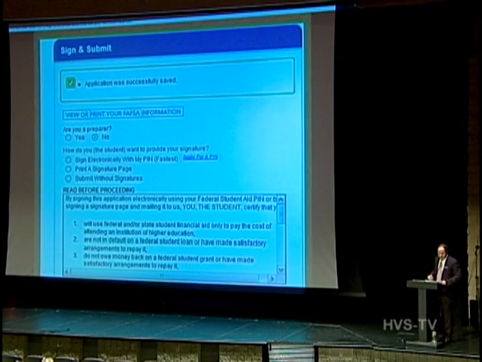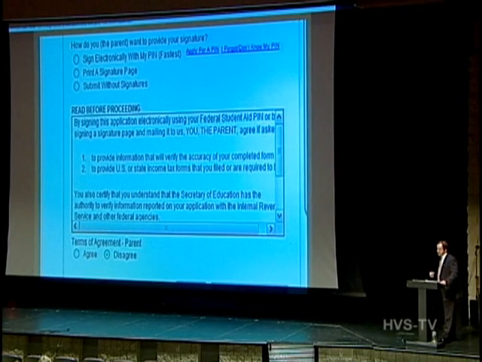Next is where we sign and submit. They want to know, how do you want to provide signatures? Sign electronically with my pen, print a signature page, or submit without signatures. Next, you have to read a disclosure. You agree to that. Click on Next. Gives us the same information for the parent. How do you want to provide the signature? Electronically with a pen, print a signature page, submit without signatures, read the disclosure, agree.